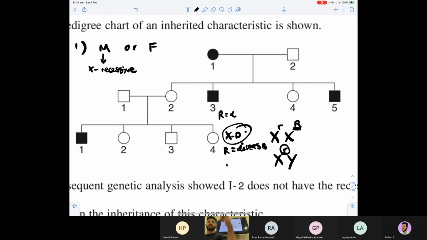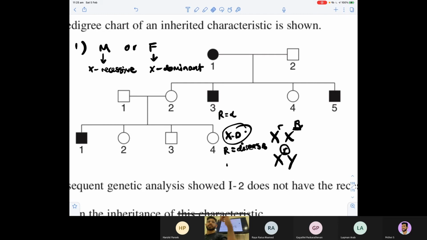And if she accidentally gets a capital R, what does that mean? She's twice as likely to get a capital R versus a male. Does that make sense? Because she's playing 2 rounds of this inheritance. So in a female predominant condition, you say it is X-linked dominant. Make sense?